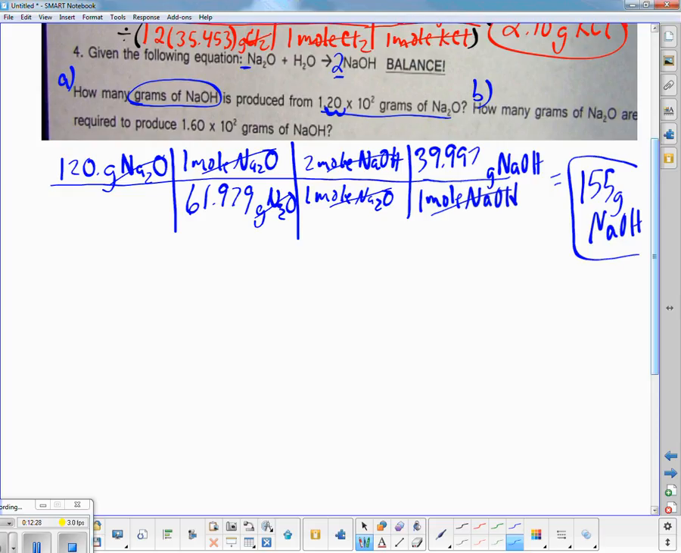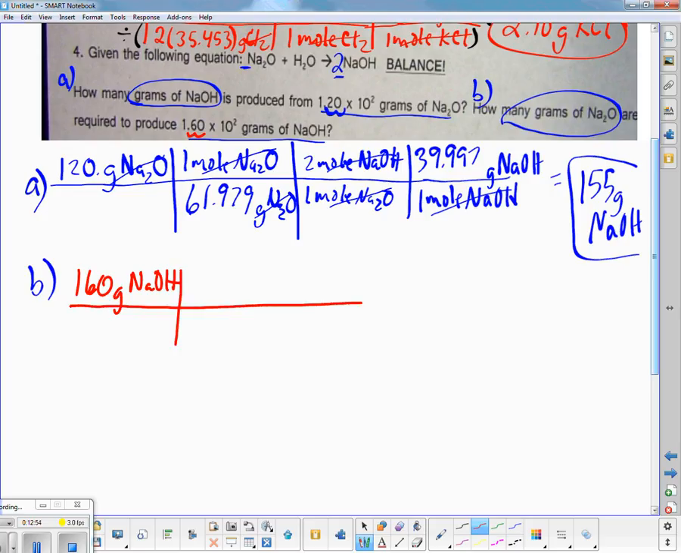Okay, on B, so that was A. On B, how many grams of Na2O are produced with sodium hydroxide? So again, we can move this 2, and it would be 160 grams of NaOH. And this time we're going backwards from what we did in A. So we're going to go from grams to moles. So we're basically taking this last conversion and flipping it.